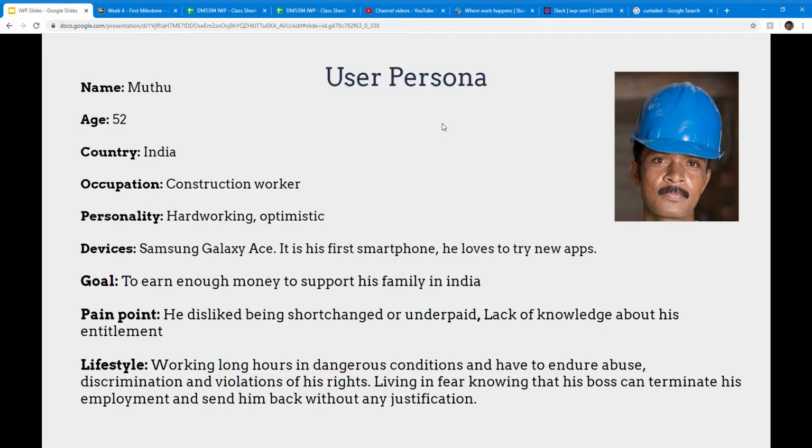So this is a user persona. His name is Muthu. He's from India. His occupation is a construction worker. He's hardworking. His goal is to earn enough money to support his family in India. He dislikes being shortchanged or underpaid, and the lack of knowledge about his entitlements.